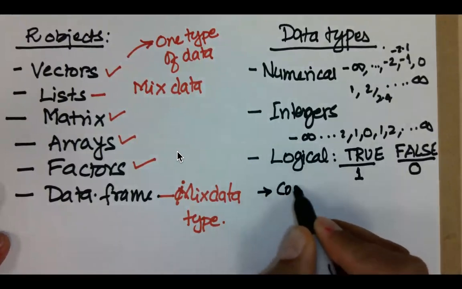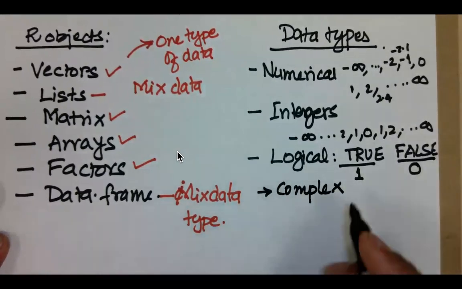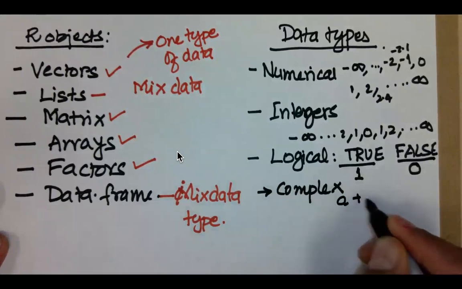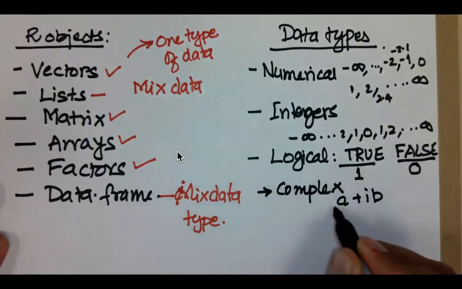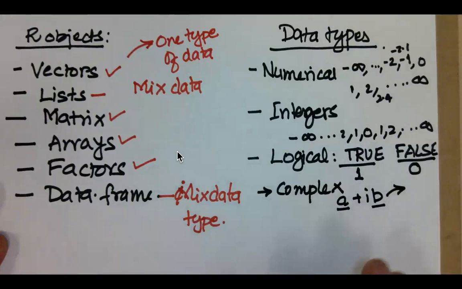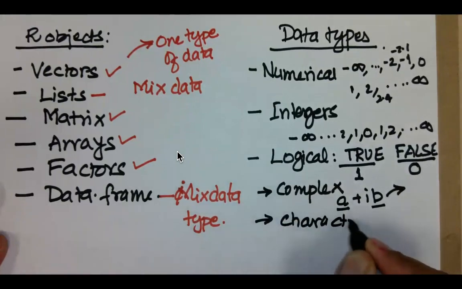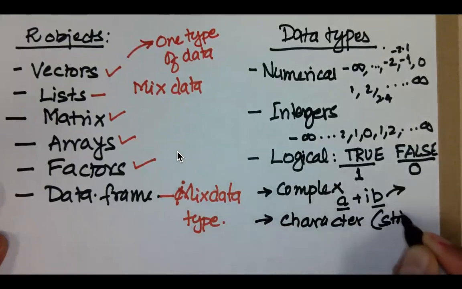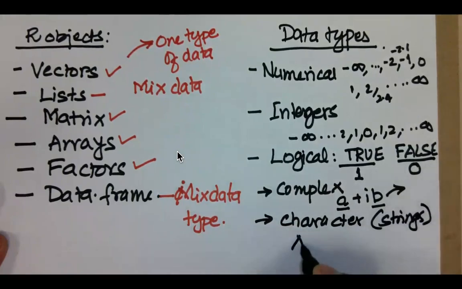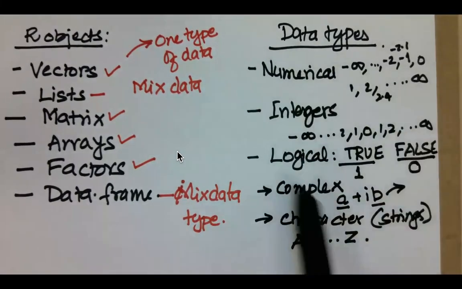Then you could have data types which are complex types. We generally don't come across these in bioinformatics applications, but they're here for the sake of having information. They are of the type a plus bi, so this is the real part of the number, and this is the imaginary part of the number. The final one is the character, also referred to as strings. In Python, they are called strings. And these are from A to Z. So these are the different data types available in R.